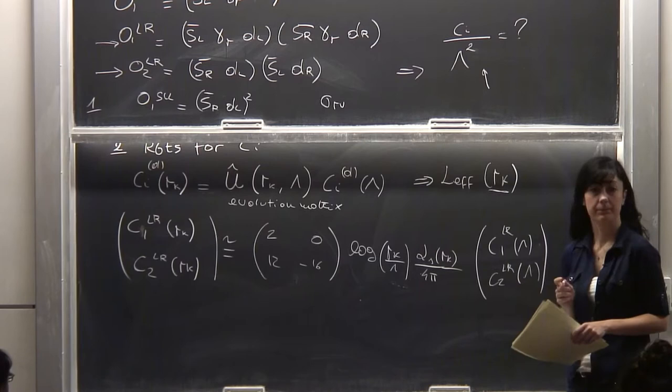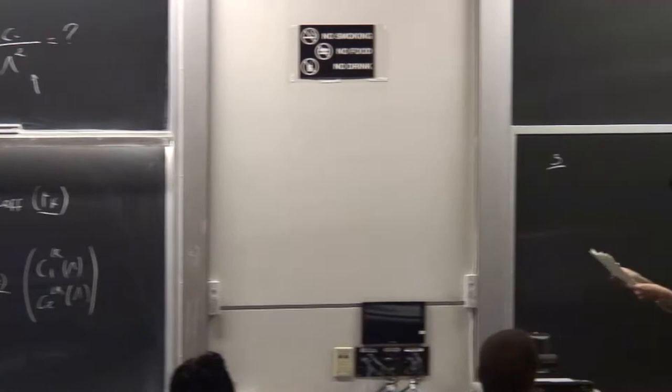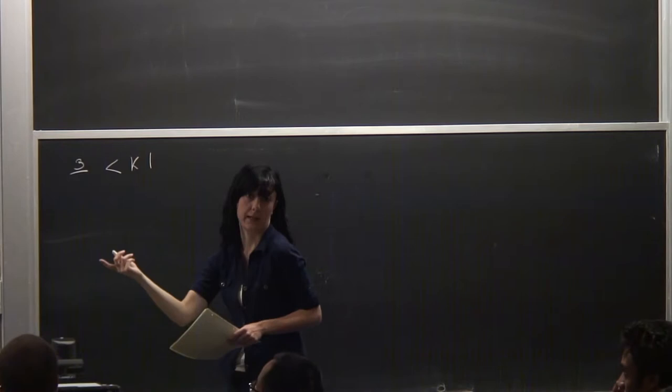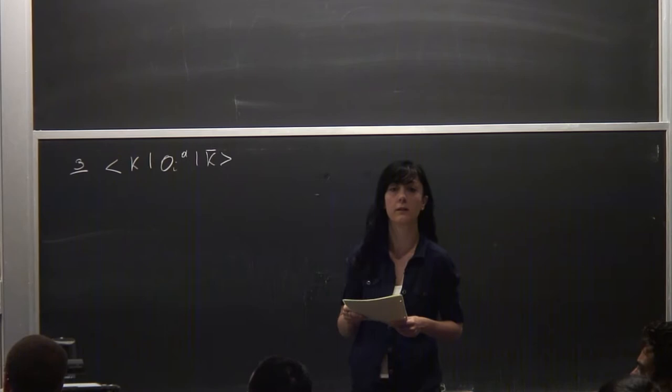And then finally, I have my step three. Let me write it on another blackboard. So step three. Now I will have to compute the matrix elements of these operators, right? So for example, I will have all this O_i between K and K bar. There's no alpha_s of Lambda.